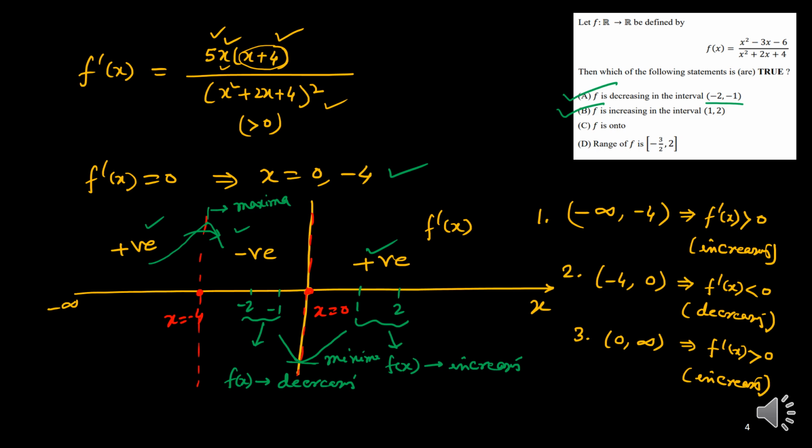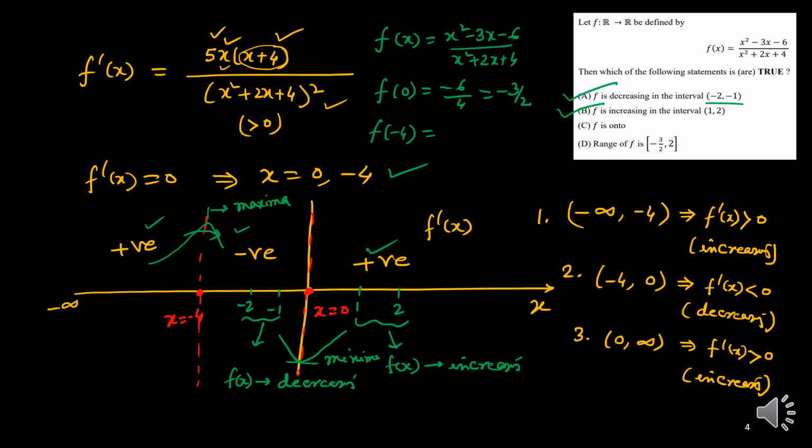Okay, so what is the function f of x? It is x square minus 3x minus 6 upon x square plus 2x plus 4. So what is your f of 0? That easily you can calculate. If I put zeros everywhere, it will be -6/4, meaning -3/2. Right? And what is your f of -4?